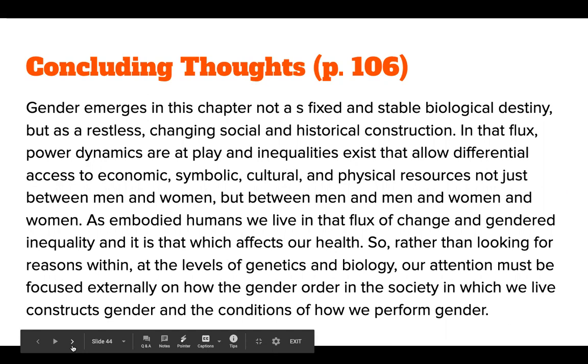That is what we must consider if we're going to address some of those health disparities that we see emerging out of these gender differences.